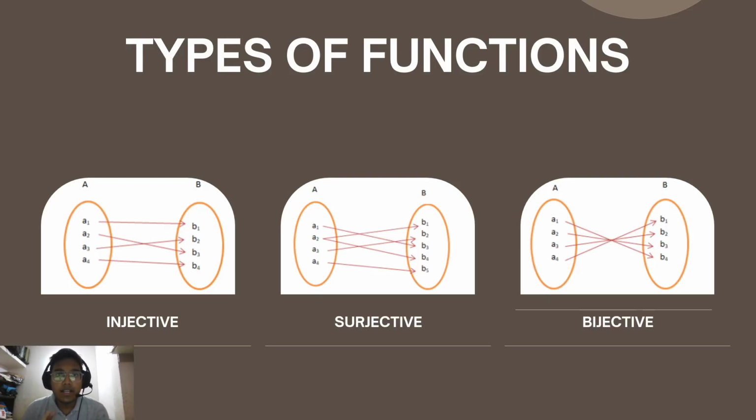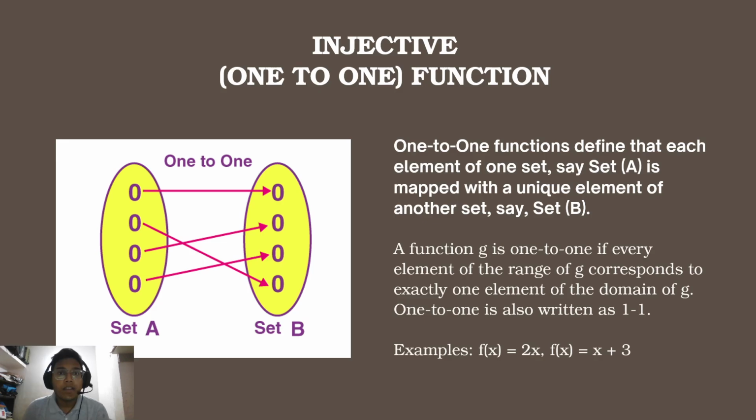So we have three different types of function, which are injective, surjective and bijective. Okay, so what is injective? Injective is a one to one function. Here it defines that each element of one set, say set A, is mapped with a unique element of another set, say set B. So a function g is one to one if every element of the range of g corresponds to exactly one element of the domain of g. You can see here how it is mapped, right?